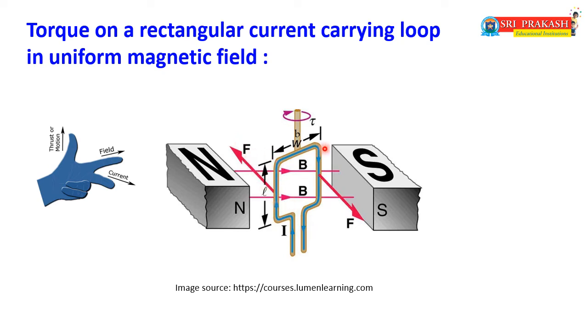Similarly, if you consider this length element, the magnetic field direction is as usual, but the current direction is now downward. Here it was upward, but here the current direction is downward. So if you show your left hand forefinger direction like this and middle finger direction like this, then the thumb will come outward to the display. That means the force direction is outward.